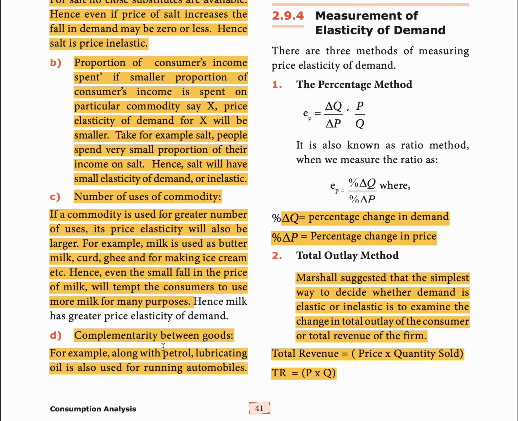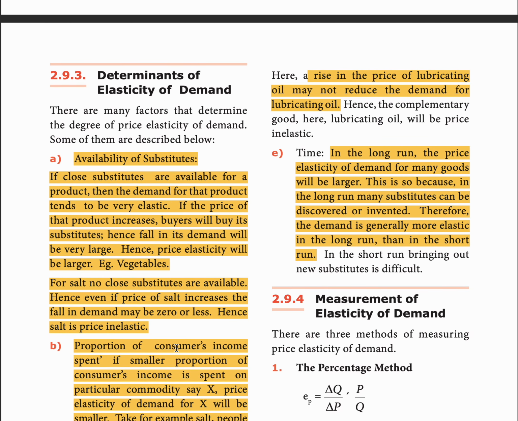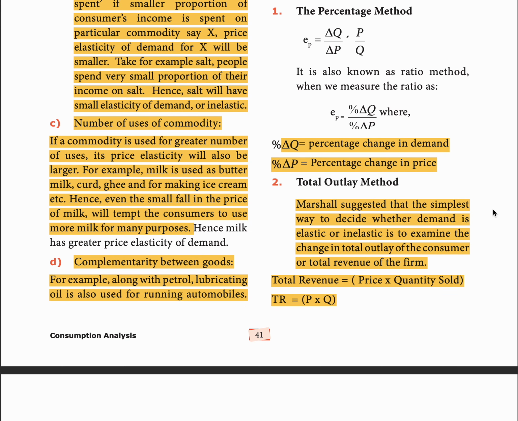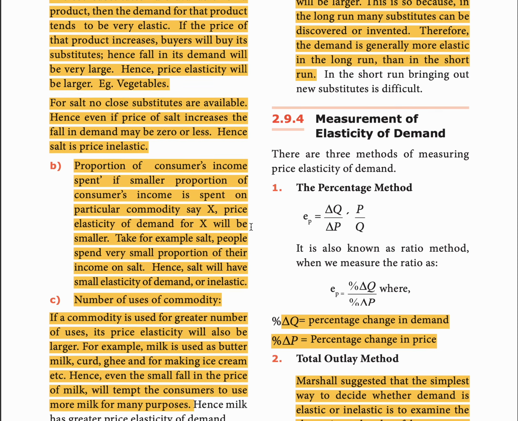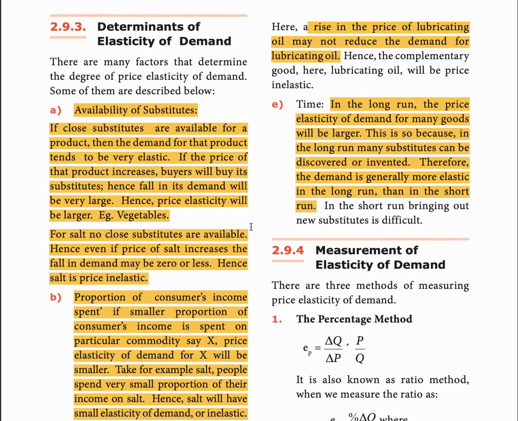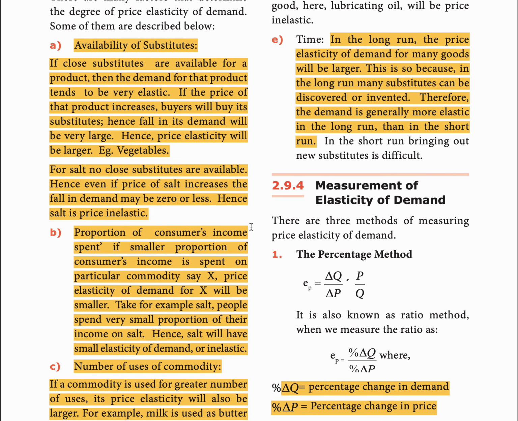Then complementarity between goods. For example, along with petrol, lubricating oil is also used for running automobiles. So here a rise in the price of lubricating oil may not reduce the demand for lubricating oil. Means if along with petrol, lubricating oil is also used for running automobiles, right? So a rise in the price of lubricating oil will not reduce the demand for lubricating oil, right?